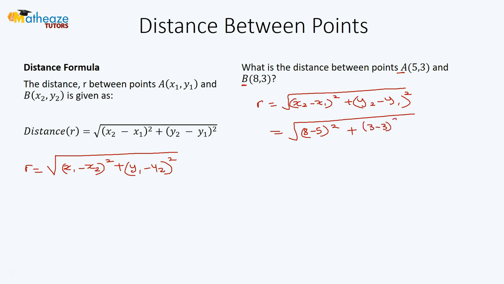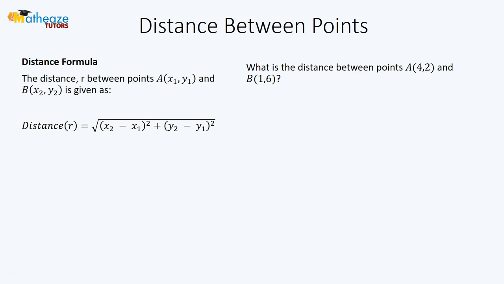So we have the square root of 3 squared plus 0, which is the square root of 9, and that's going to give us 3. So R is going to be equal to 3 units of measurement.